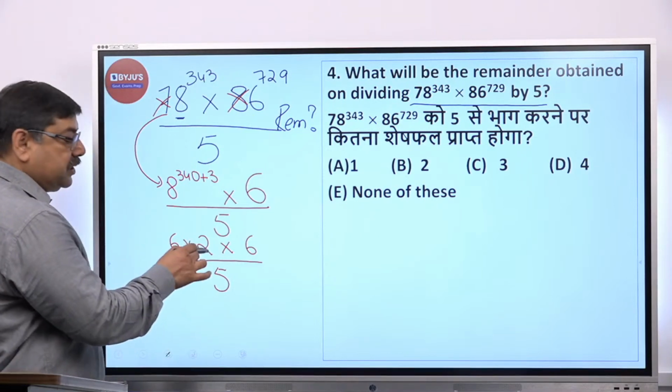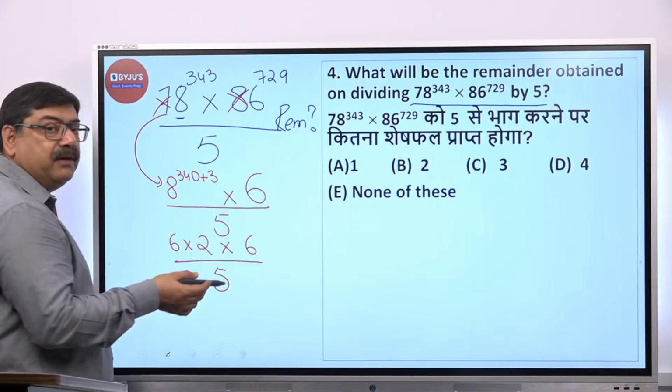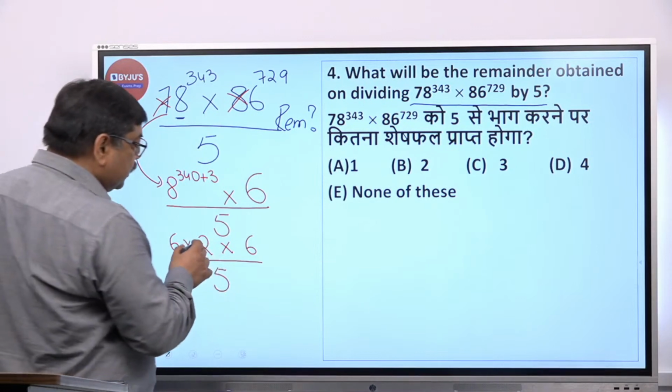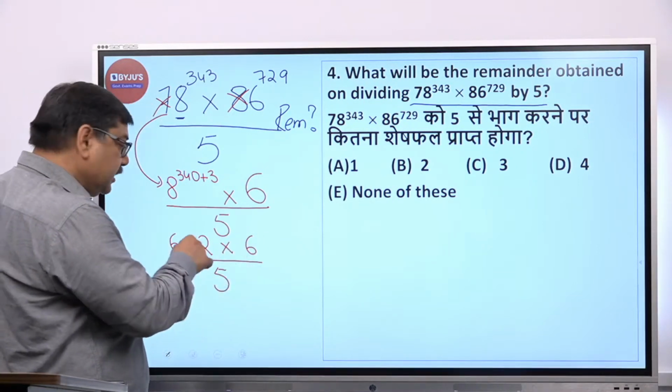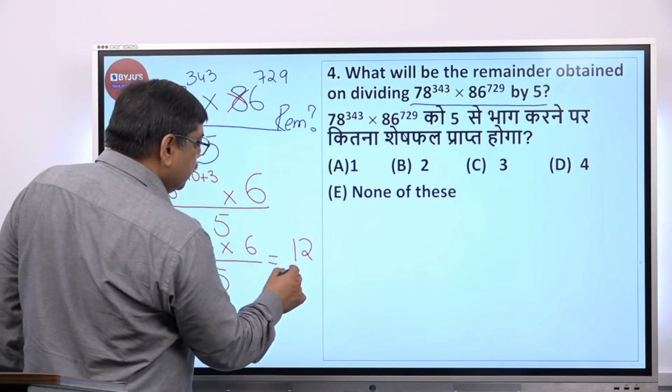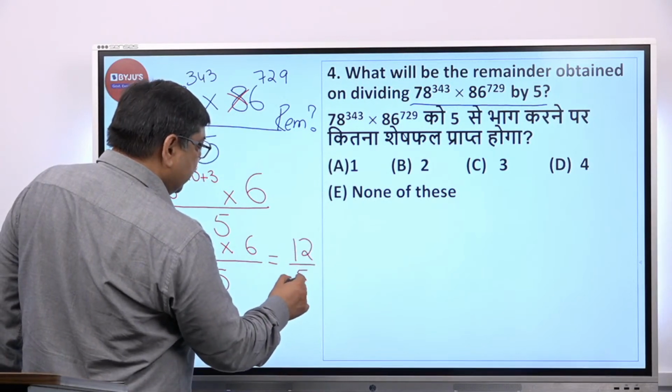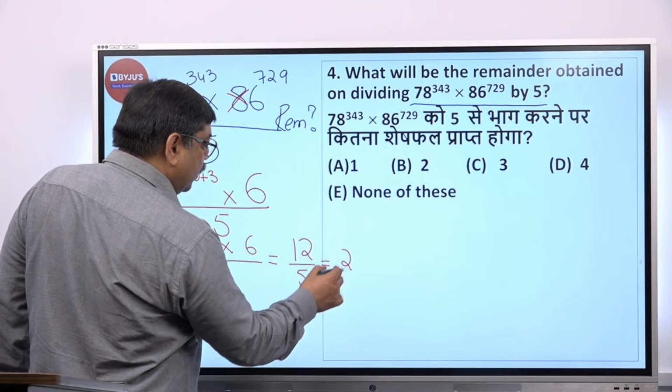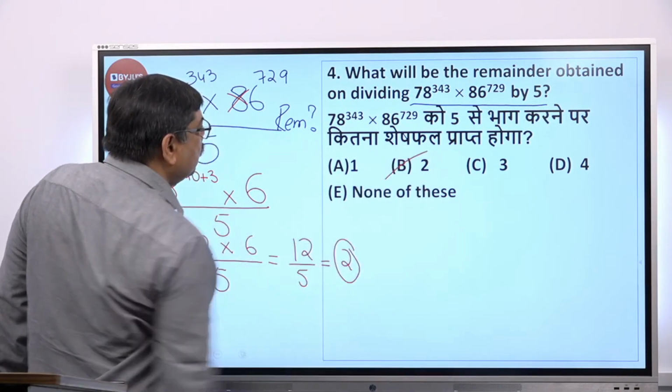So 6 2s are 12. 6 into 2 is 12, divided by 5. So the remainder obtained here has to be 2.